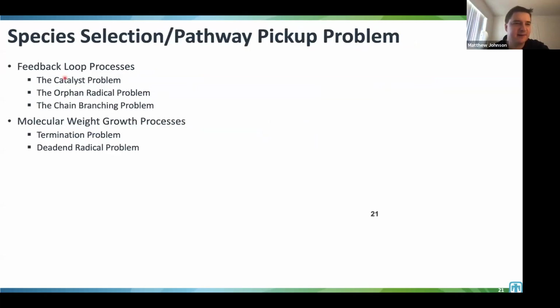So first, we're going to talk about a couple of main classes of sources for these species selection errors. One class is primarily these feedback loop based processes, and another one is focused on when you're dealing with a chemical system that has molecular weight growth.